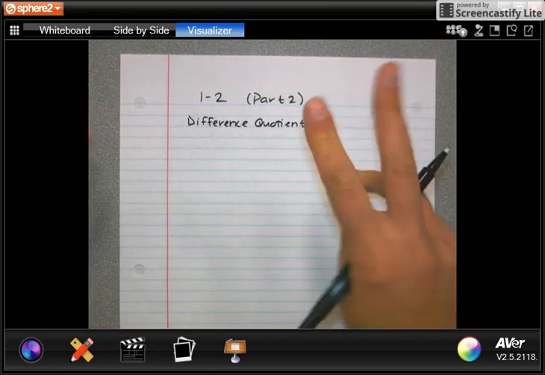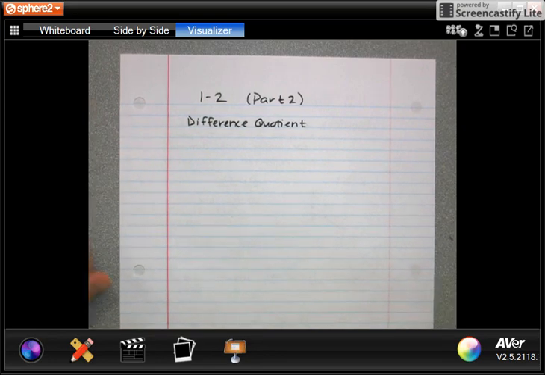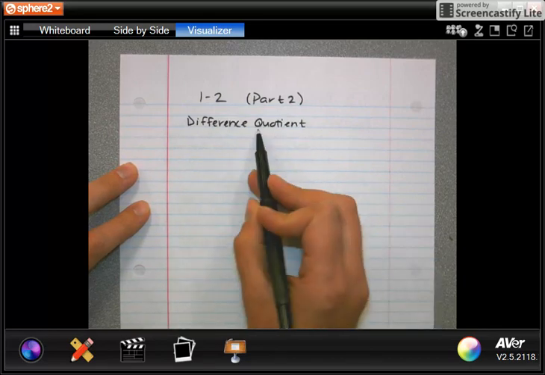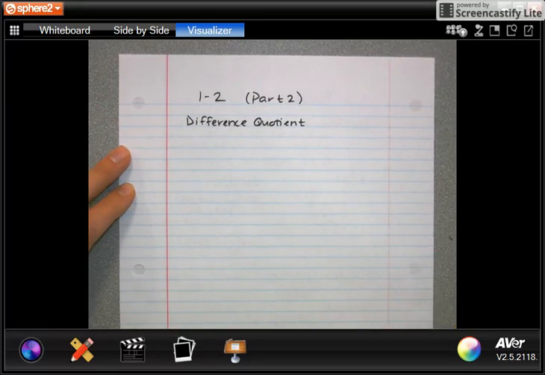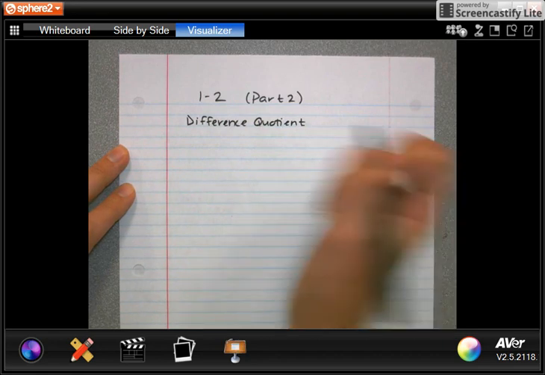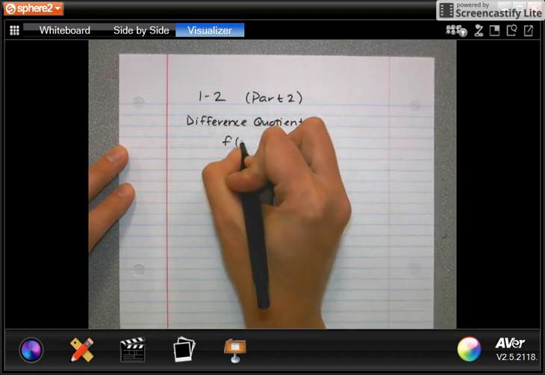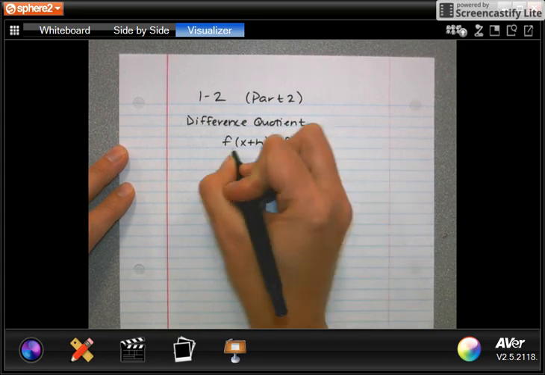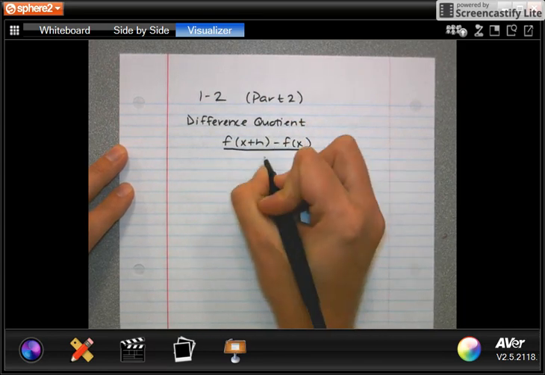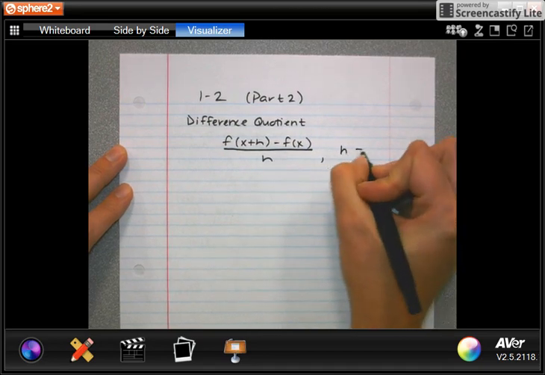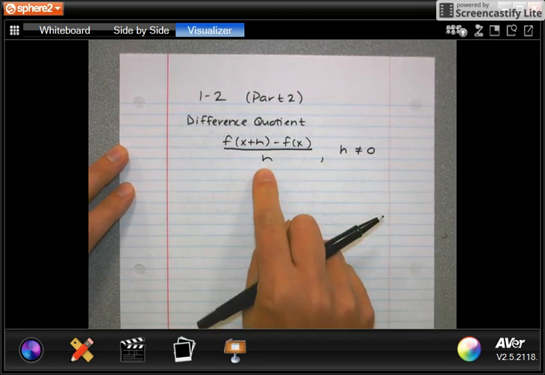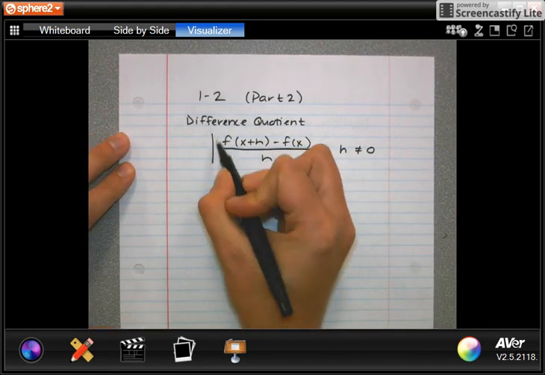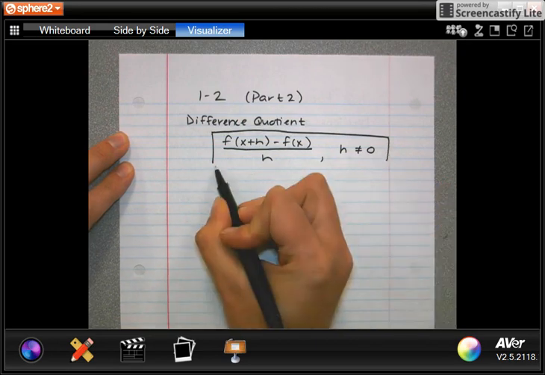Now there's kind of like what I would call a formula for difference quotient. It involves subtraction because of the word difference, and it involves division because of the word quotient. Now, what you might call the formula for difference quotient is f of x plus h minus f of x all over h. H cannot be equal to 0 because if it was, we'd have a 0 on the bottom, which is no good. So this right here is something that definitely needs to be memorized.